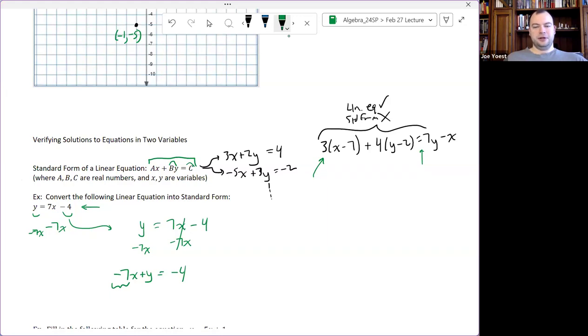So the coefficient of x, a, is negative 7. The coefficient of y, we don't see it explicitly written, but we know that when we don't see a number in front of a variable, that just means it's 1 times that variable. And then c is negative 4. This could be helpful to us in the future if we want to work with the standard form of linear equations.